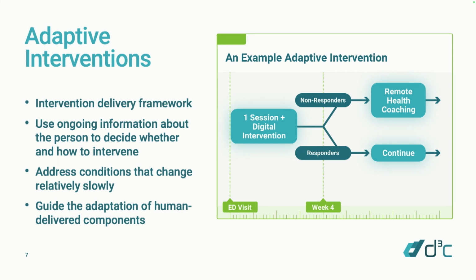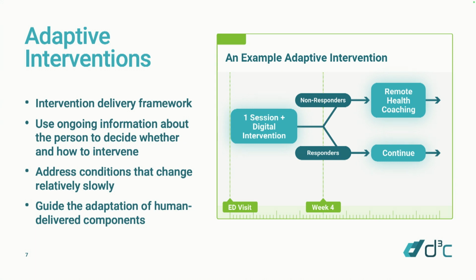So there are 2 things that I want you to notice about this example. The first one, this intervention is adaptive. Why is it adaptive? Because we're using information about the person's response status at week 4 to decide whether or not to add coaching. We use dynamic information about the person to make intervention decisions, right?